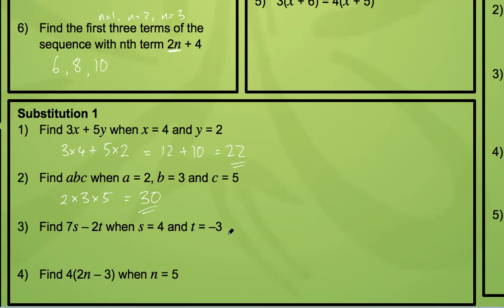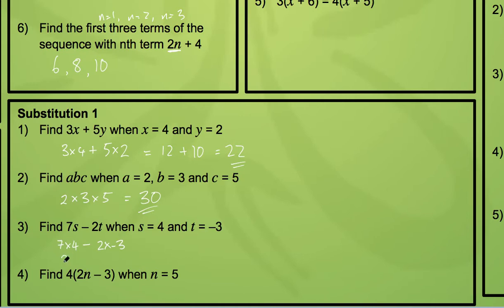7f take away 2t when s is 4 and t equals minus 3, so we need to be really careful with the minus signs here. I've got 7 times 4 minus 2 times minus 3. Do the multiplications first, because of BIDMAS, because of the order of operations.